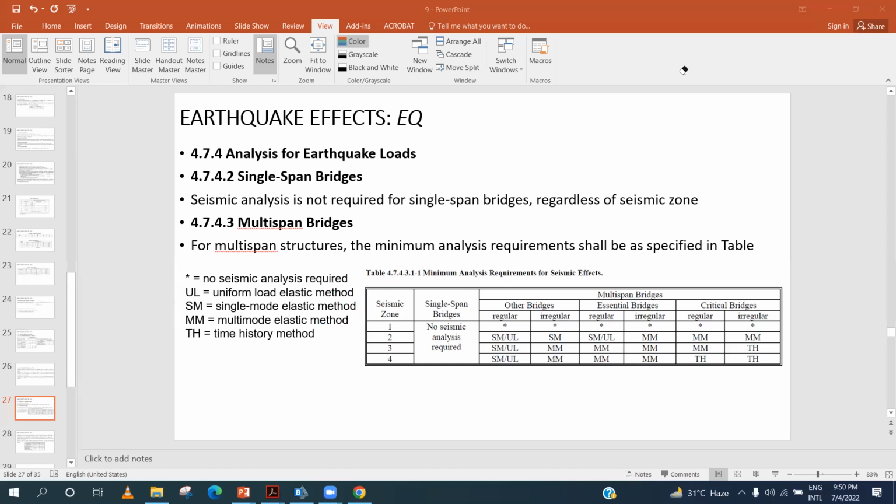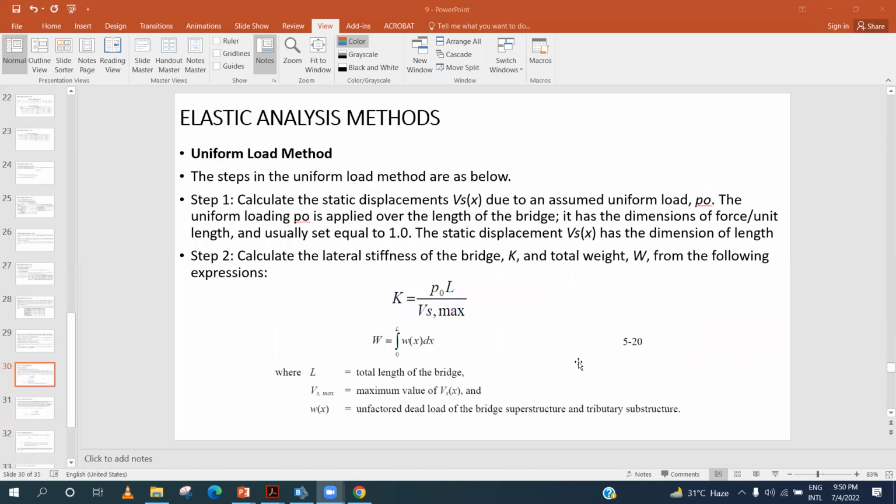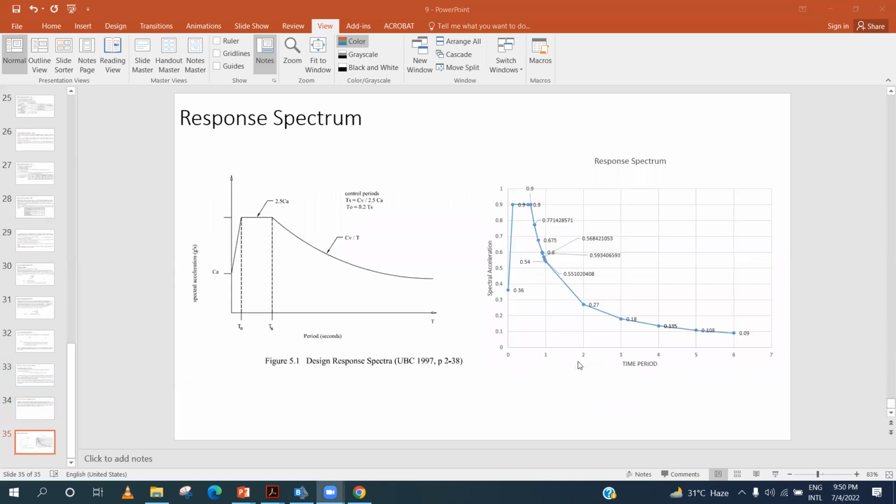Okay, so today I will first go to this multi-mode elastic method, which is simply known as the response spectrum analysis. Does anybody know what the response spectrum is? Anyone from the participants? Isn't it a pseudo model of the? Yes, it is basically a pseudo acceleration. It is not the actual acceleration, but what does the response spectrum mean?